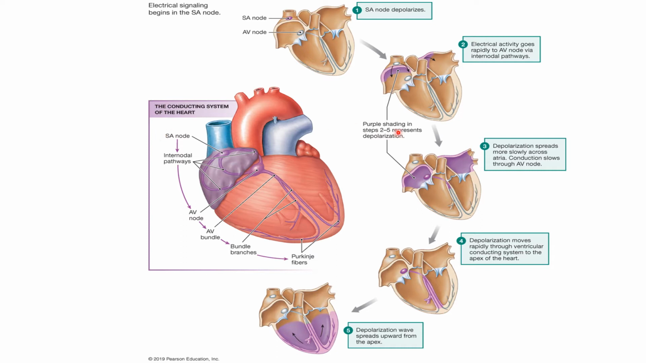Now, as you can see right here, the SA node is going to initiate an action potential, and that depolarization wave of the action potential spreads throughout the atria. Now, when it spreads throughout the atria, who's going to pick up those electrical messages? Your contractile cells. Following that, the contractile cells will initiate their own action potential, and then your atria is going to start to contract.